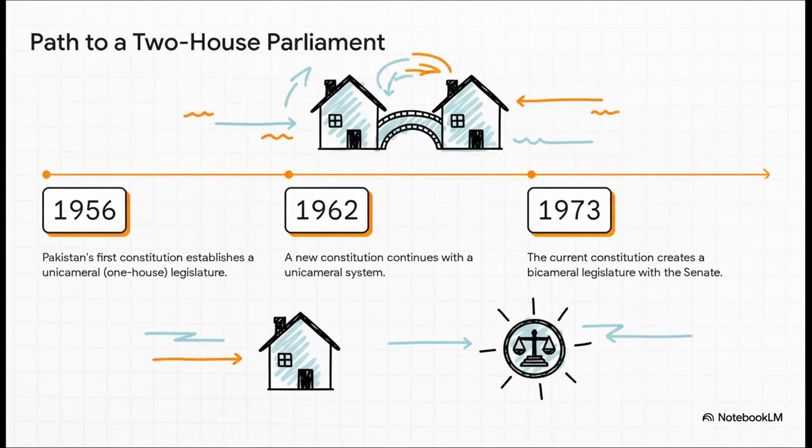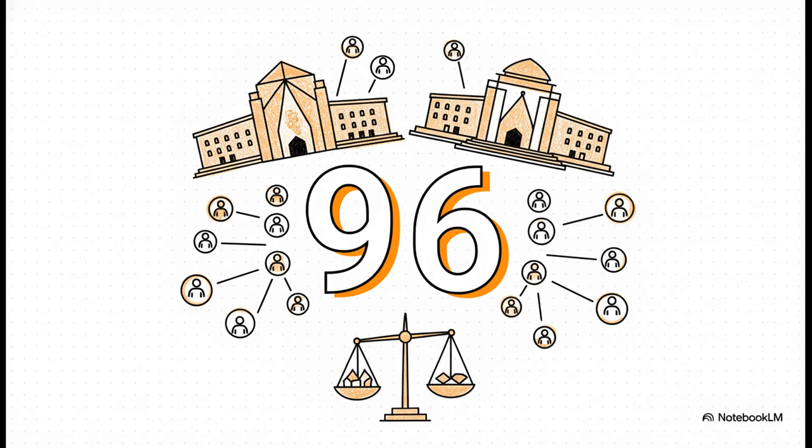But this two-house or bicameral system wasn't always the way things were done. Pakistan's first two constitutions, back in 56 and 62, they just had a single house of parliament. It was that landmark 1973 constitution that finally brought in the bicameral legislature and officially created the Senate to provide that crucial provincial balance.